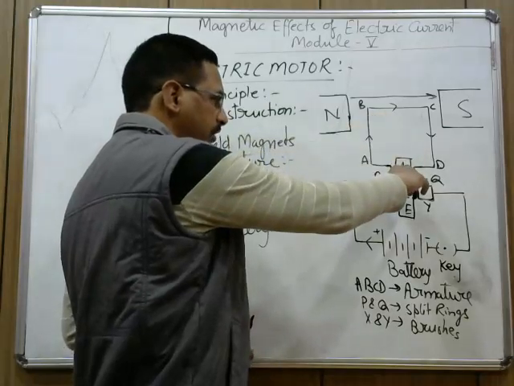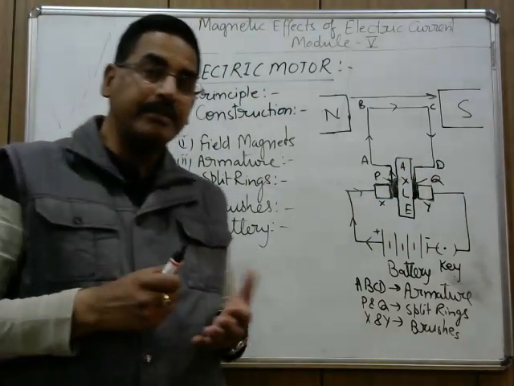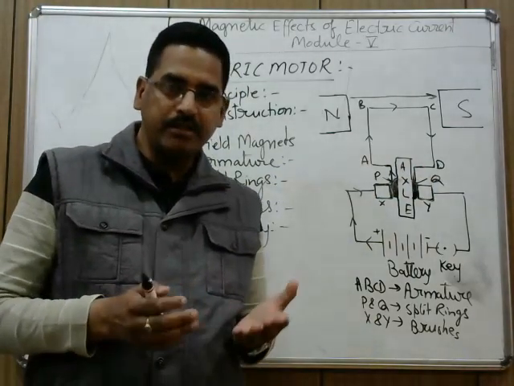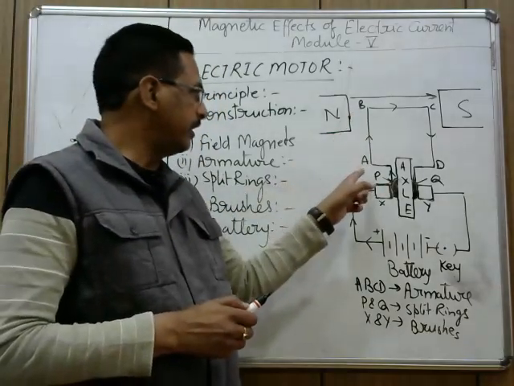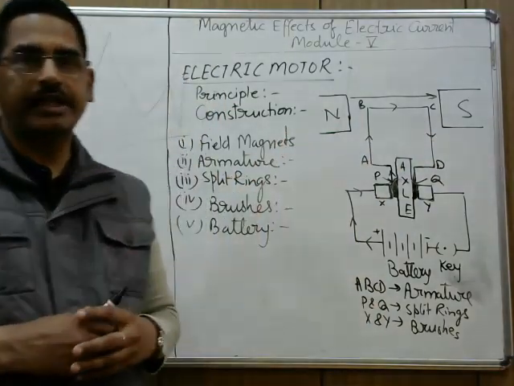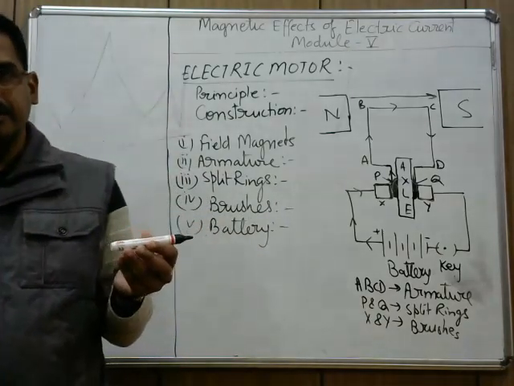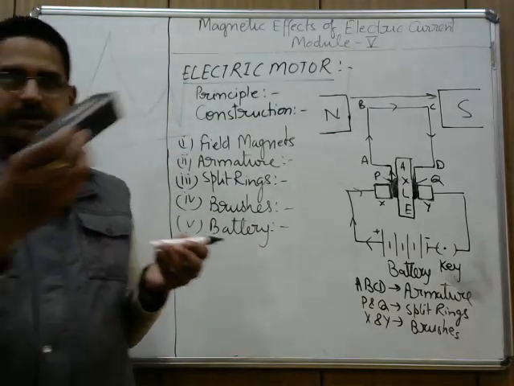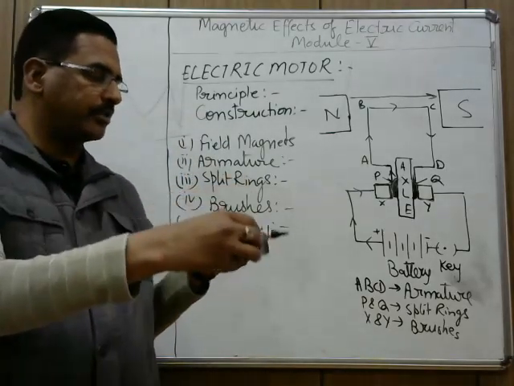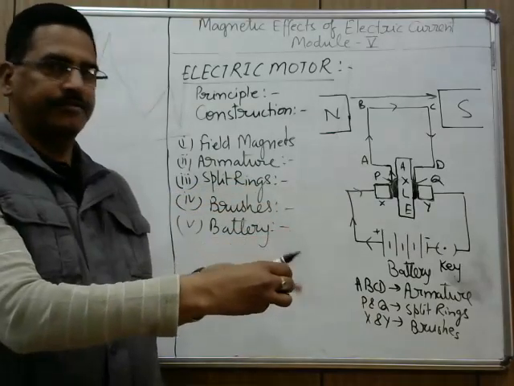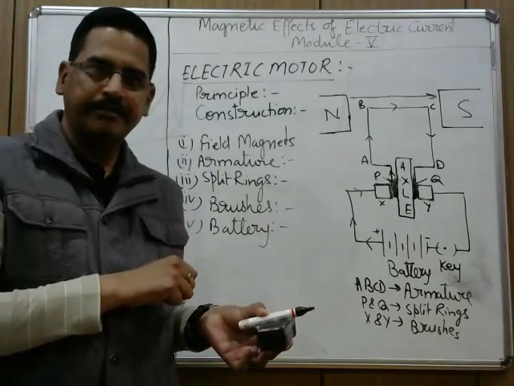Coil, axle and split ring. Now the coil is placed in the magnetic field in such a way that AB and CD are perpendicular to the direction of magnetic field. For example, suppose this is the direction of magnetic field, and this is the rectangular coil ABCD. So it is placed like this, and you can see AB and CD make an angle of 90 degrees.